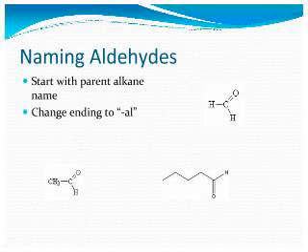Now, naming aldehydes is quite simple. Naming aldehydes is very simple. You start with the parent alkane chain, i.e., you count all the carbons and you figure out what name that alkane would have. All right? So you count carbons. And then you're going to change the ending of your alkane name to al.